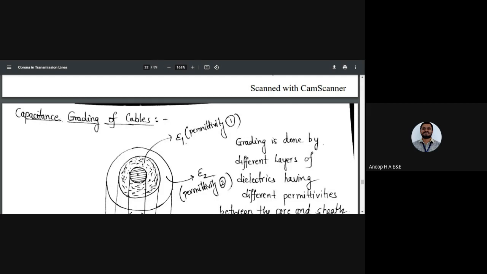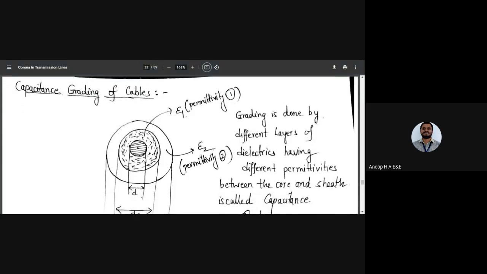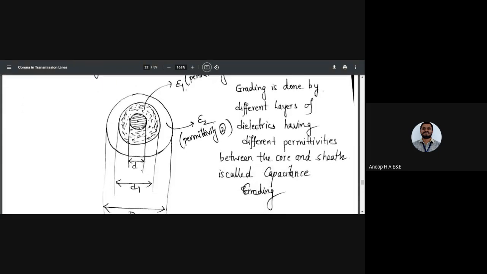Okay, I want everyone's attention right now. It's a small derivation. If you are done with the intersheath derivation, you will find this one quite easy. So let's move on to the derivation. You know that we have the conductor. What you are seeing at the center is the conductor, and the outer one is the sheath. Here you are going to introduce different permittivities.